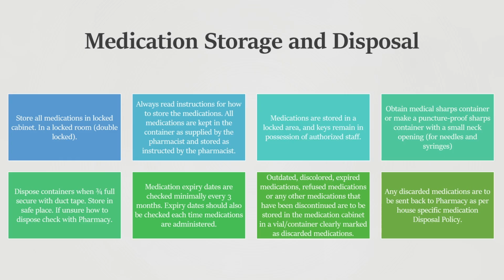Obtain a medical sharps container or make a puncture-proof sharps container with a small necked bottle for needles and syringes. Dispose of containers when 3/4 full, secure with duct tape. Store in a safe place. If unsure how to dispose, check with the pharmacy. Medication expiry dates are checked minimally every 3 months. Expiry dates should also be checked each time medications are administered.